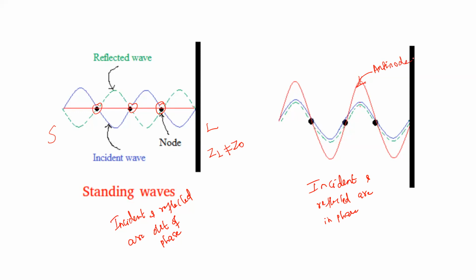So in a standing wave, the minimum value is referred to as a node and the maximum value is referred to as an antinode.